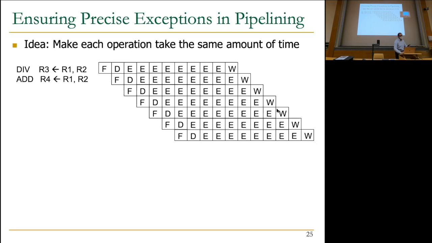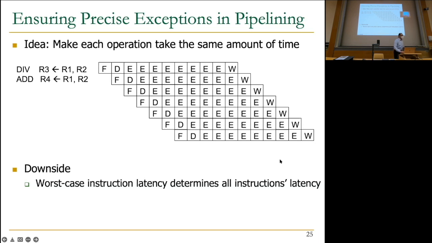Yes, this solves the problem of precise exceptions. But unfortunately, there's a big downside. Now, worst case instruction latency determines all instructions' latency. You cannot actually finish some instructions early and not worry about them. So memory operations could take, for example, 500 cycles, right? Or some memory operations may take 1,000 cycles, right? So where do you stop here?